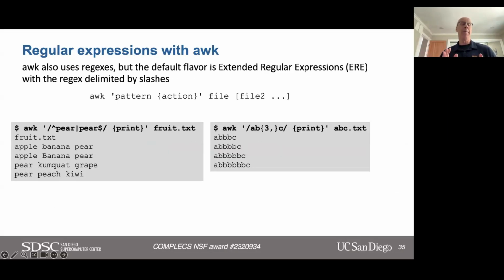Now we've been talking mostly about grep, but I should mention that awk also uses regular expressions, but the default flavor is the extended regular expression. And the regex is also delimited by slashes. So here I'm really using awk just as a substitute for grep. You wouldn't normally use awk this way. I just wanted to illustrate the regular expression. Basically, all of the features that you had in grep regular expressions, you're also going to have in awk. But again, you don't need to specify extended flavor. You get that by default. And you're going to use those slashes to define the pattern.